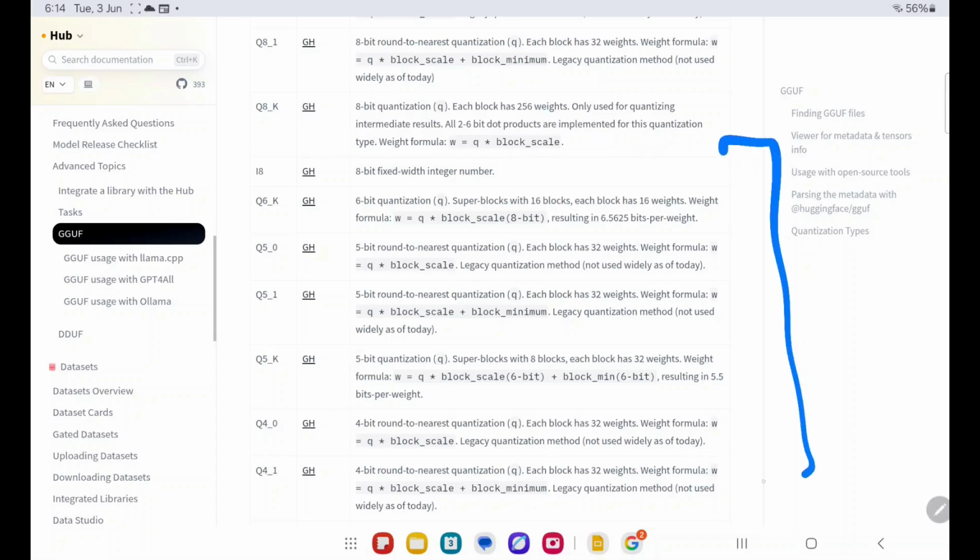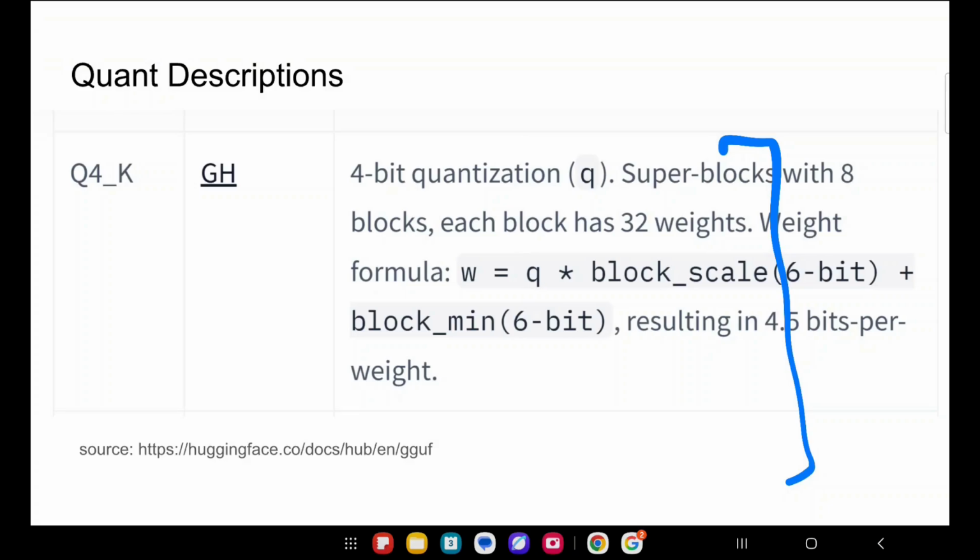The quant descriptions are mentioned in the Hugging Face documentation. For example, Q4_K is super blocks with 8 blocks. Each block has 32 weights. So W is Q times the block scale of 6 bit plus the block min of 6 bit.